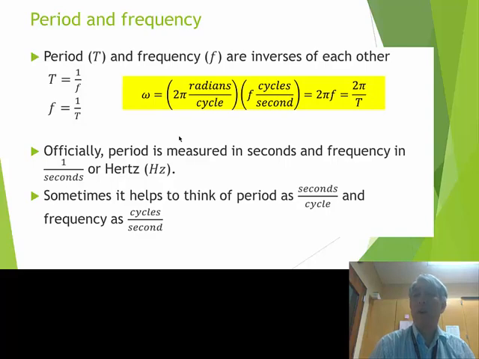So omega is going to equal 2πf or 2π/T. Once you know any of these three, omega, T, or f, you can effectively calculate fairly easily the other one. So it's important to remember that these three are related.